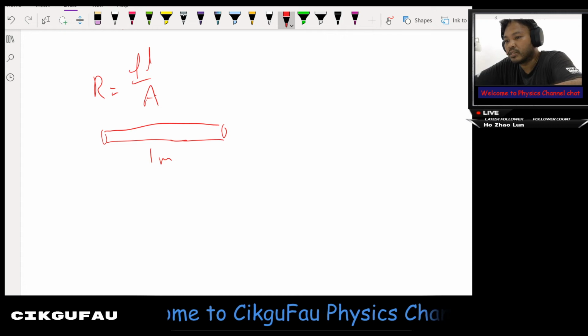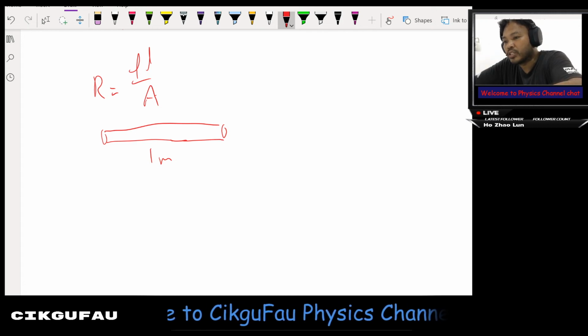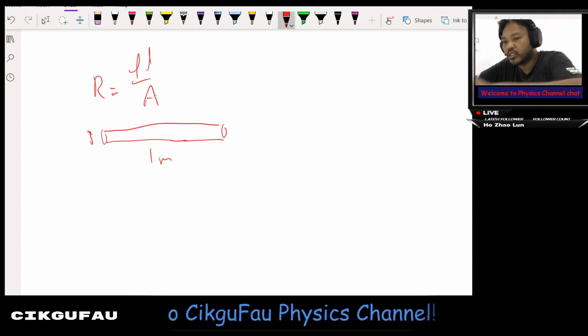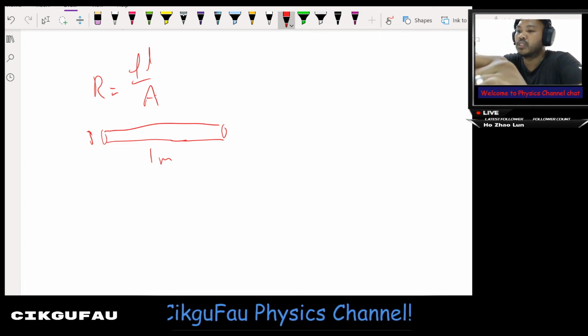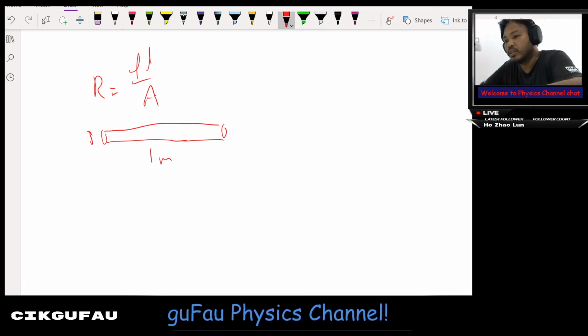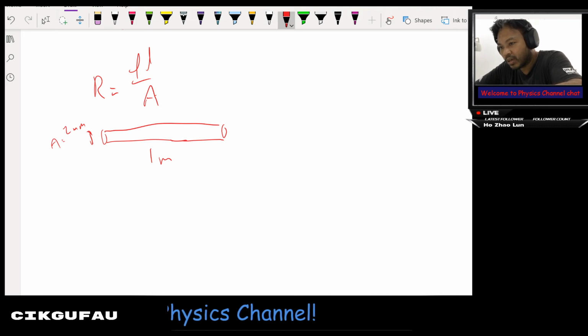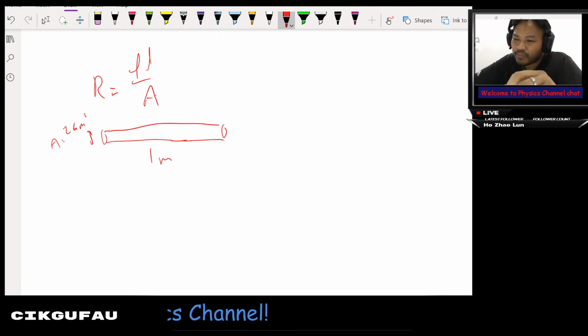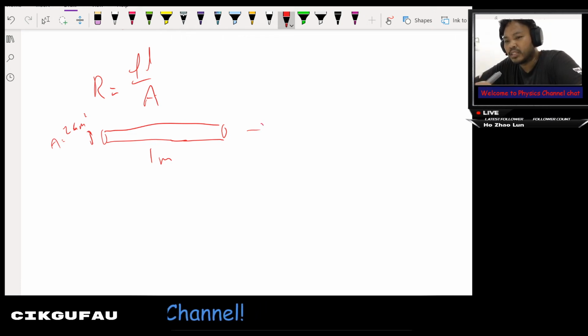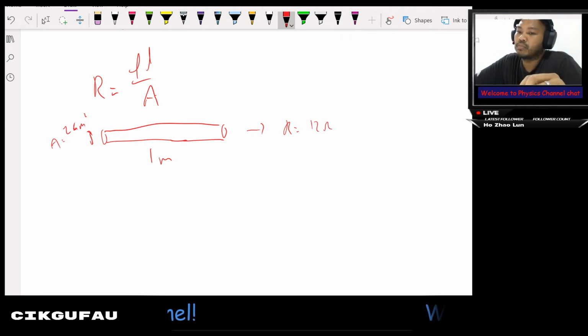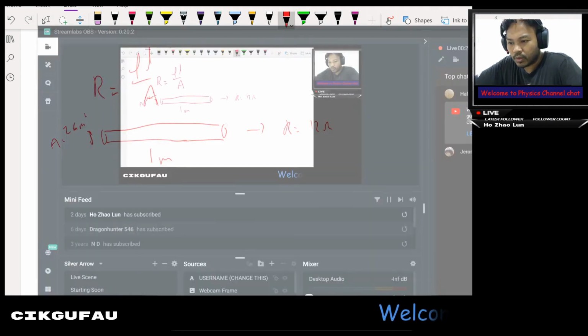Then it has a cross-sectional area. Cross-sectional area, not diameter, right? We keep it simple as a cross-sectional area. Let's say we put it as 2 cm square. And this conductor has a resistance, let's say 12 ohm.